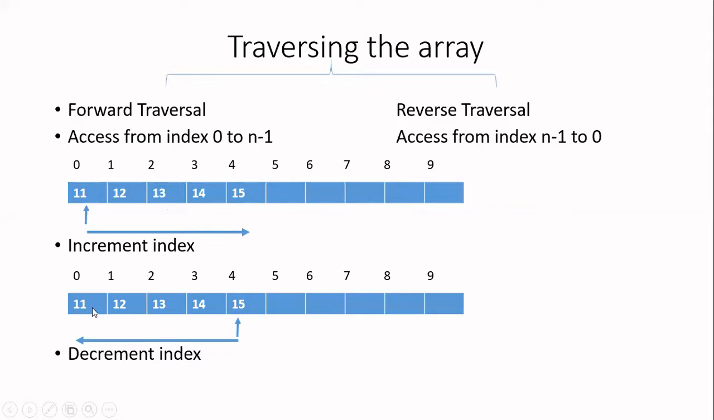Whereas if you consider the next diagram, first I am starting with 4, then I have to move to 3, then 2 and so on. Finally, when you go to 0, you have to stop your traversal. This is called reverse traversal. Here we are going to decrement the index.